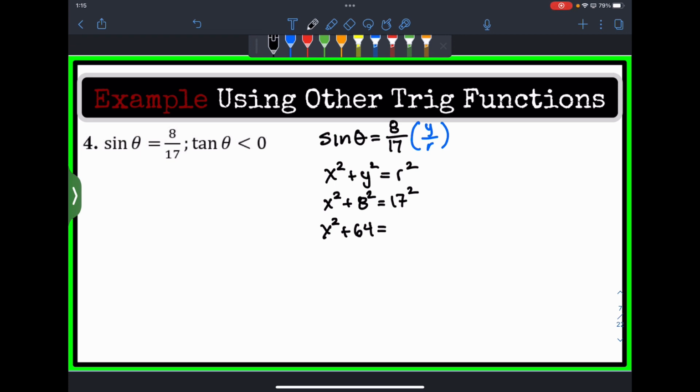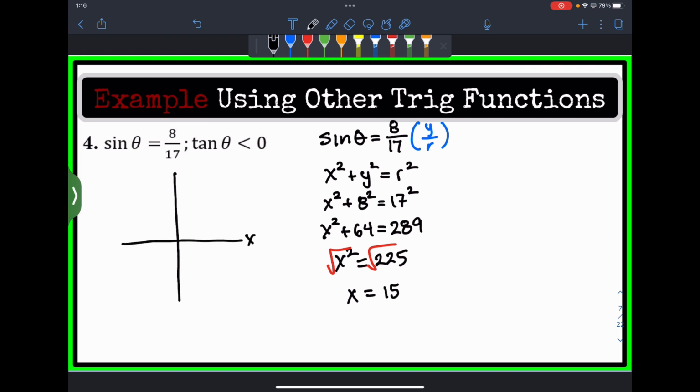Now 17 squared is 289. We'll subtract the 64 from both sides and we get that x squared is 225. We'll take the square root and that is 15. Now, since we took the square root, there's two possibilities for x. Remember, since we're talking about an x and y coordinate here, x can either equal positive 15, or it can also possibly equal negative 15.